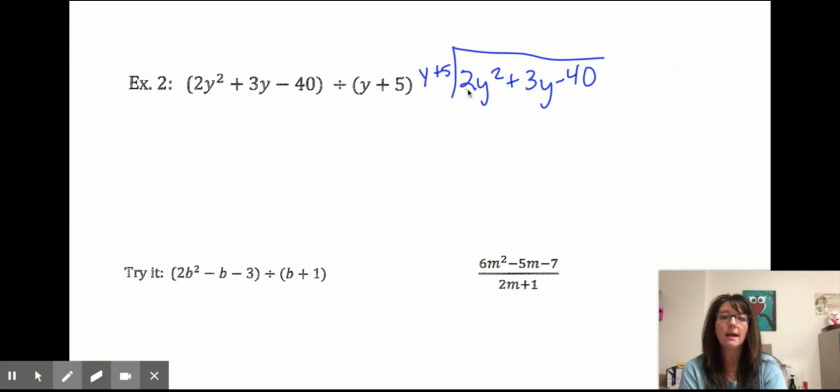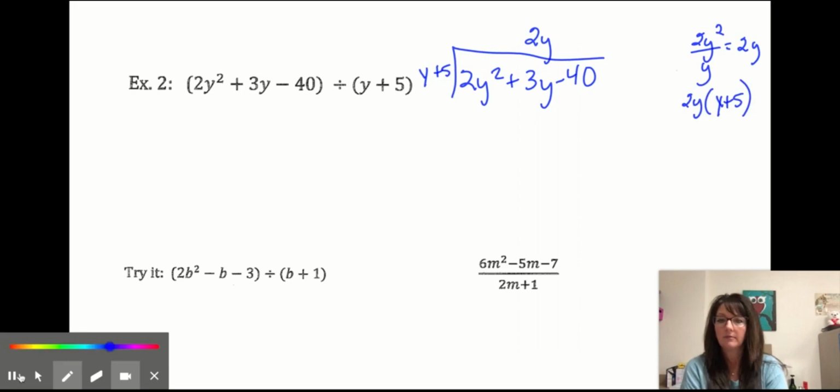So we're going to take y into 2y squared. So over to the side is where I like to do that. I like to write it like this, like 2y squared divided by y, okay? So it's going to go in 2y because this y will cancel one of those y's. I'm left with 2y. The like term is 3y, so I will put my 2y above 3y. Then 2y times my y plus 5.